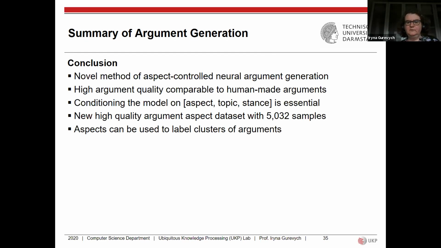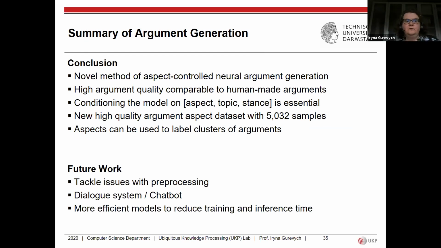achieved high argument quality comparable to human-made arguments. We have shown that conditioning the model on the aspect, topic, and stance is essential, and have proposed a new high-quality argument aspect data set with 5,000 examples based on a novel argument aspect annotation approach. And the aspects can also be used in future work in order to label the clusters of arguments. There are multiple directions for the future work, for example, to improve pre-processing, to integrate argument generation in interactive dialogue systems, and also to introduce more efficient models in order to reduce training and inference time.